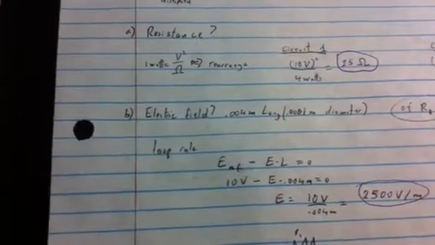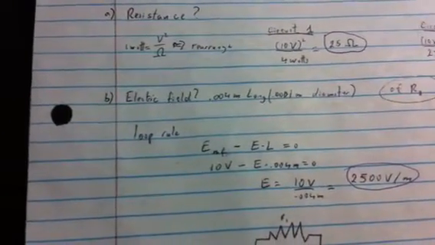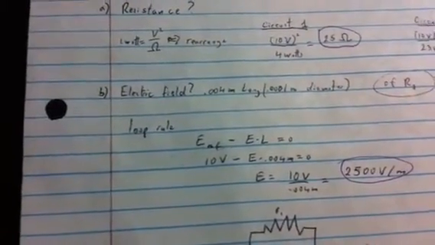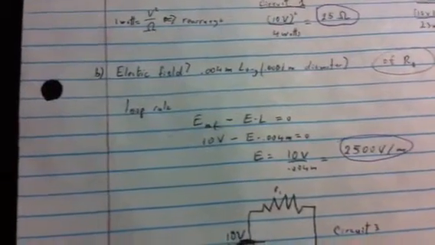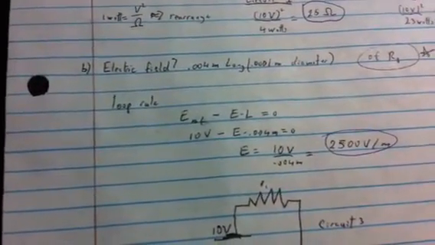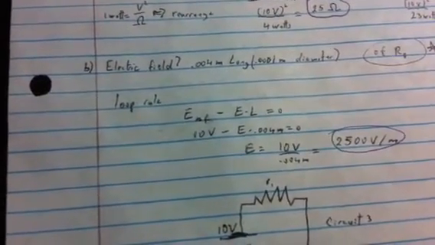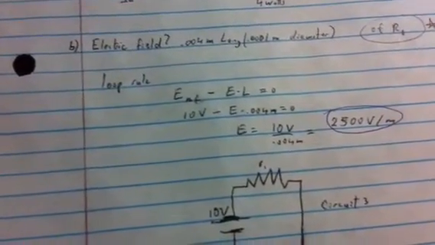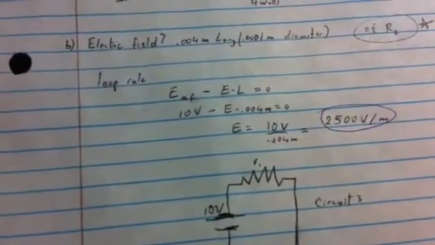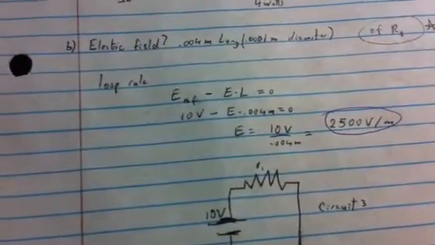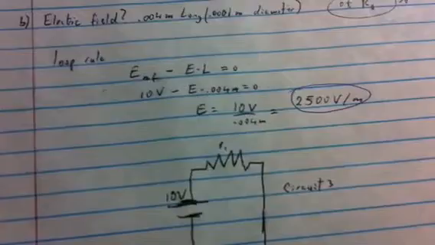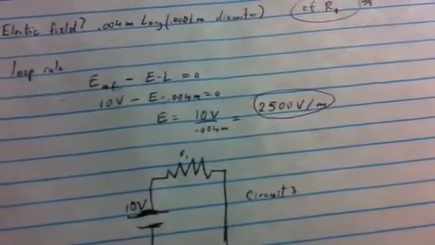They're asking us for the electric field, and they're giving us the length and the diameter of the wire. So we can use the loop rule and say EMF minus electric field times the length of the wire is equal to 0. If we plug in what we have, which would be 10 volts minus electric field times the length of the wire equals 0, and rearrange that, we can get our electric field, which is going to be 2,500 volts divided by meters.